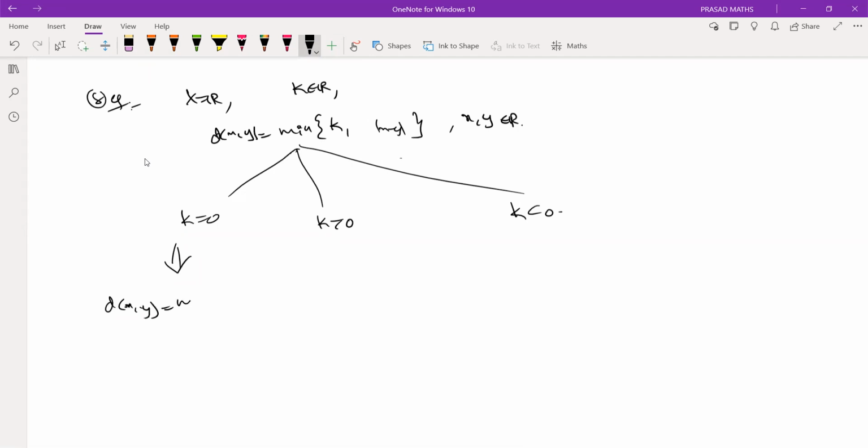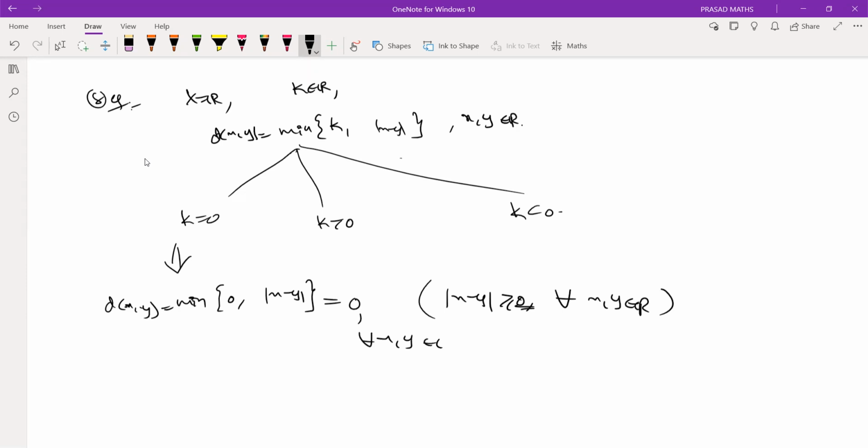What is d of x comma y? Whenever k equals 0, it is the minimum of 0 times mod of x minus y and mod of x minus y. What is the minimum? Minimum is 0, because mod of x minus y is always non-negative, so the lower bound is 0. Therefore the distance is 0 for any two real numbers, so distance is the constant function 0. Already told you, it is not a metric. So d is not a metric whenever k is 0. Is it clear?